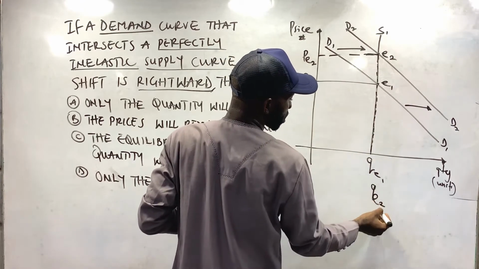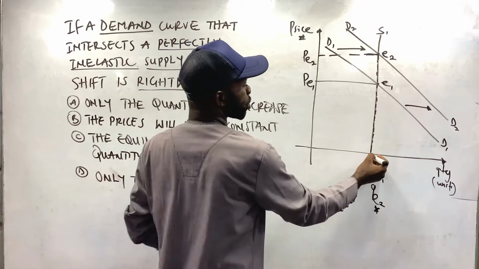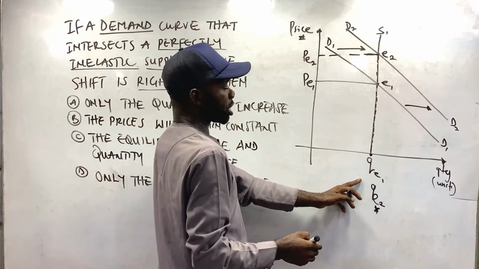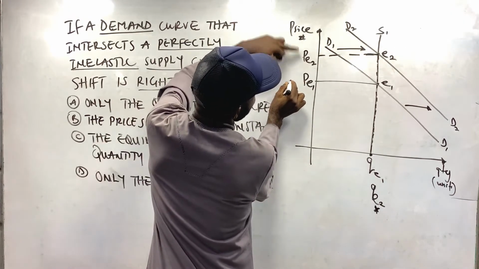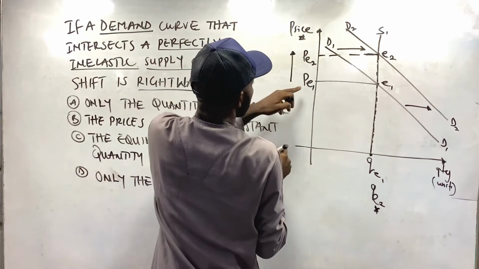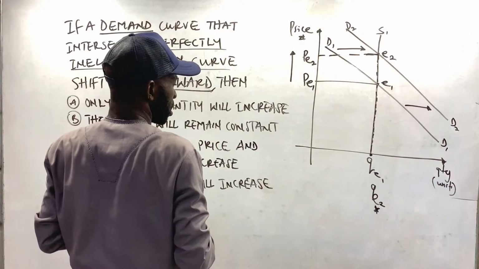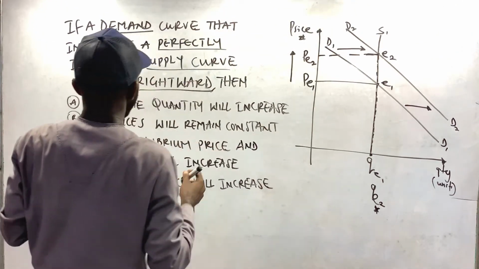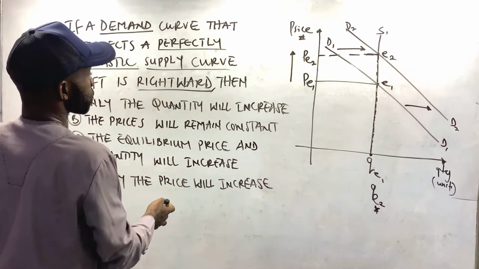So equilibrium quantity 2 and 1 will stand at the same point, which means there is no change in equilibrium quantity. But from the adjustment you can see here, you see that equilibrium price has an increased nature. The effect is now what is going to help you choose your option.